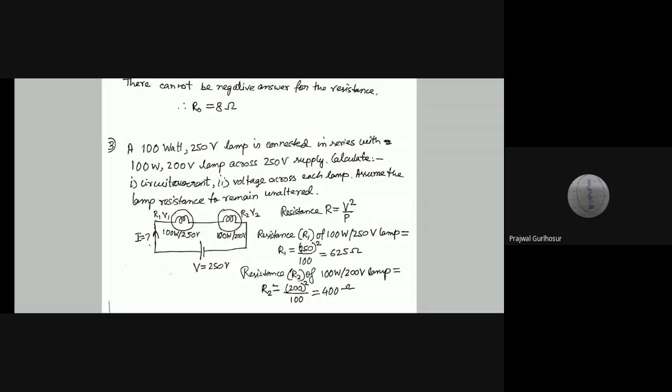You see, they have asked us to calculate the circuit voltage. This is the first question, and the second question is to calculate the voltage across each of the lamps. Means across R1 and R2, what is the voltage V1 and V2. So first, for the first part, we will find the circuit current.